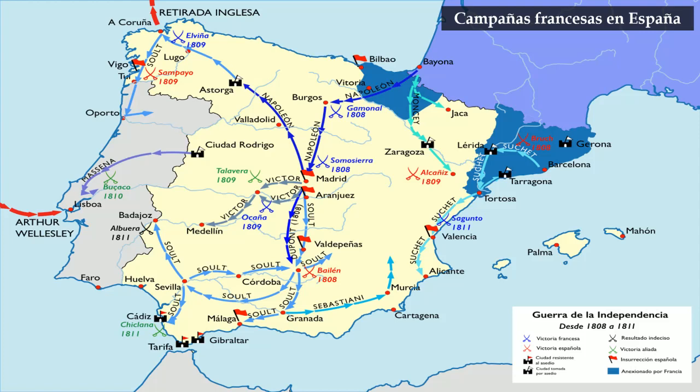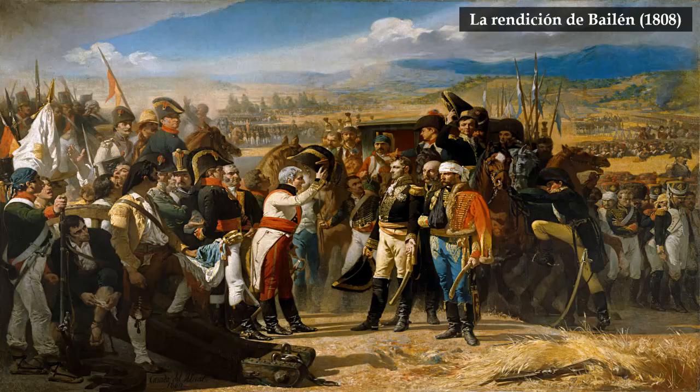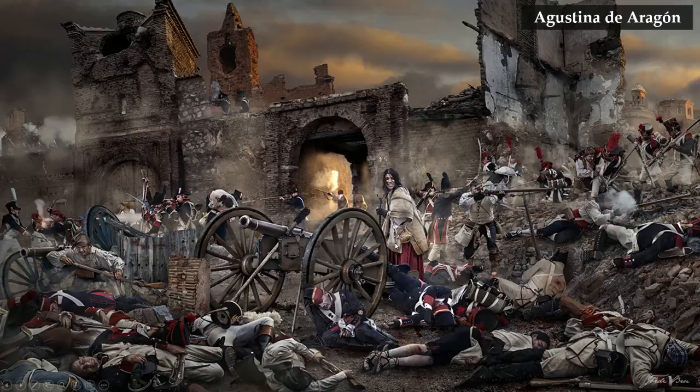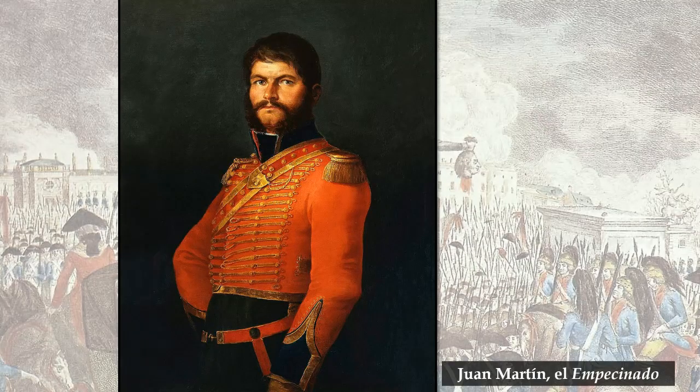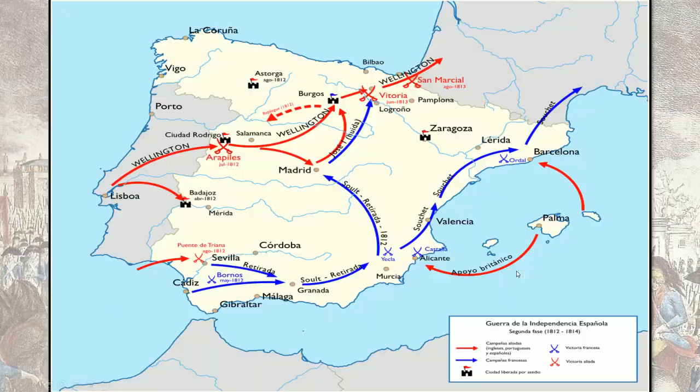But after 1812 and the defeat of Napoleon's troops in Russia, we had the help of the British army, which landed in Portugal, del Duque de Wellington, and the French were defeated in several battles, such as Arapiles, Vitoria, or first Bailén. Este es Agustina de Aragón, who defended Zaragoza en los sitios de Zaragoza, and we were also using the guerrilla warfare, o la guerra de guerrillas, siendo uno de los más famosos Juan Martín el Empecinado.